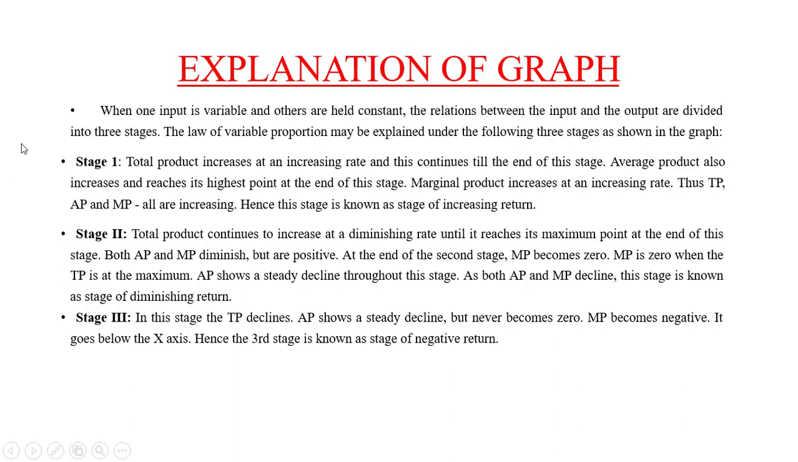So you need to know what the first stage is called. First stage is called stage of increasing return. Second stage is called stage of diminishing return. And the third stage is known as stage of negative return. Negative return, why are we saying that? Because the marginal product becomes negative. So this is just the explanation of the graph. You can read it, and this is very, very important.